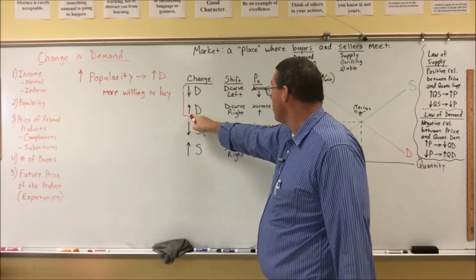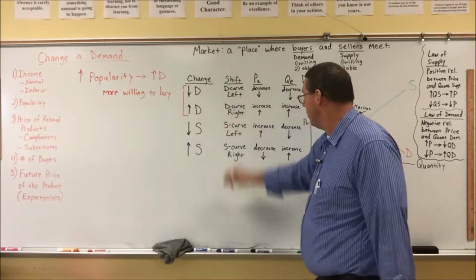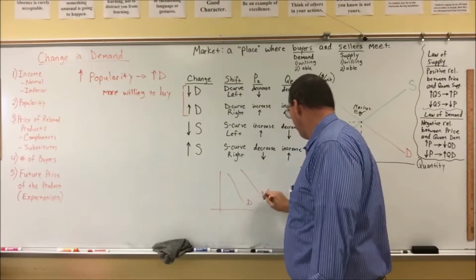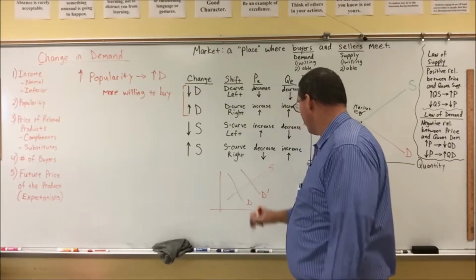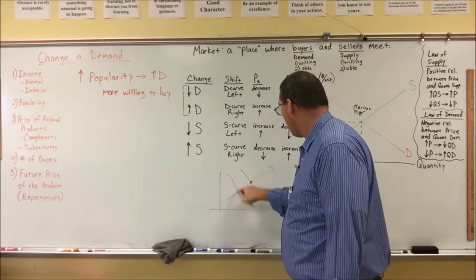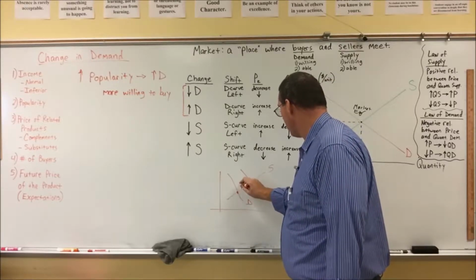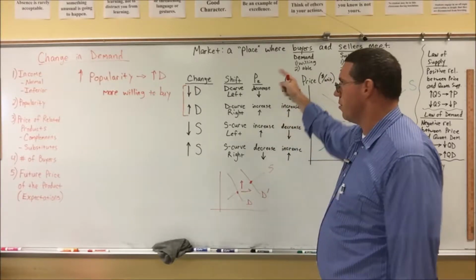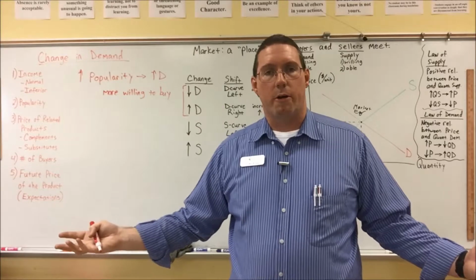When demand increases, the demand curve will shift to the right. Demand curve shifts to the right, D prime. There's the supply curve. Look what happened. Price went up. We went from here. Price went up. Quantity went up. Increase in price, increase in quantity. And there's your market dynamic.